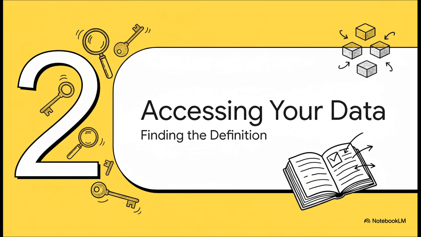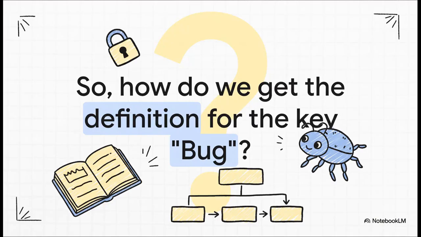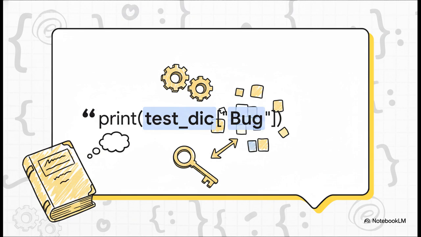Okay, so making a dictionary is pretty easy. But what's the point if you can't get the information back out, right? So let's look at how we actually access the data we've stored inside. Using the dictionary we just made, how do you think we'd pull out the definition for the key bug? It's ridiculously simple. You just type the name of the dictionary, test dic, and then use square brackets, just like you would with a list. But, and this is the crucial part, inside those brackets, you don't put a number. You put the actual name of the key you're looking for, as a string.